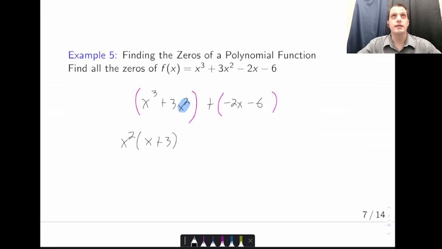For the second set, there's no x's. They're both negative, so we can factor out a negative for sure. And they're both even, so we can factor out a 2. So I'm going to factor out a negative 2. If I divide the first term by negative 2, I just get a positive x. If I divide the second term by negative 2, I get a plus 3.